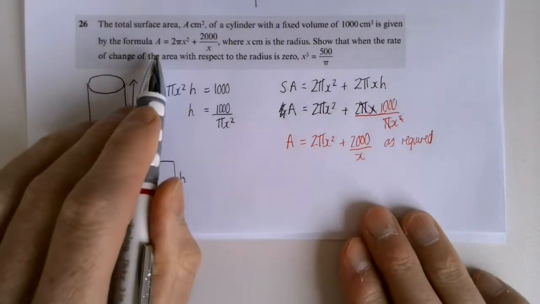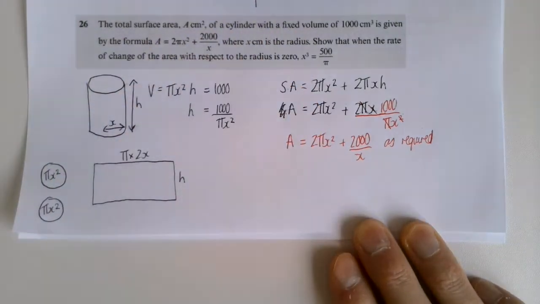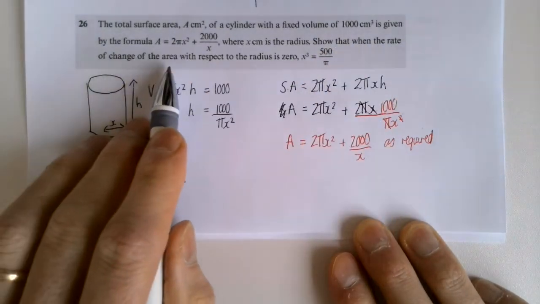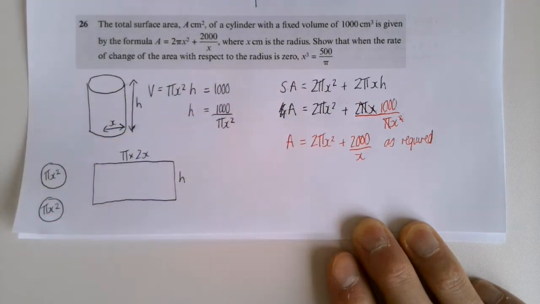So I've derived the formula for the surface area in this particularly convoluted situation where you've got a cylinder with a fixed volume. Okay, we've now got to show that the rate of change of area with respect to the radius is 0 when x cubed equals this.